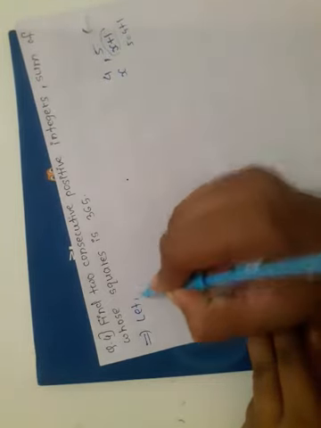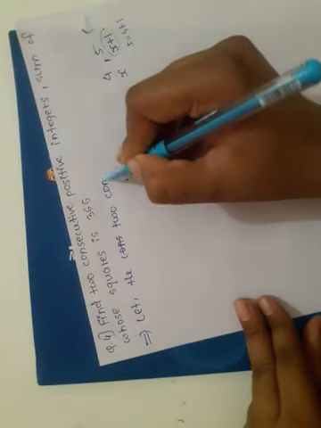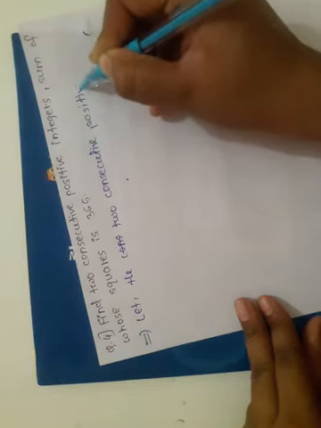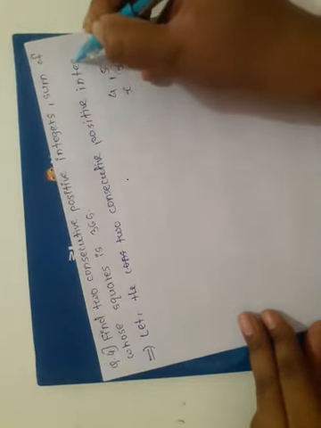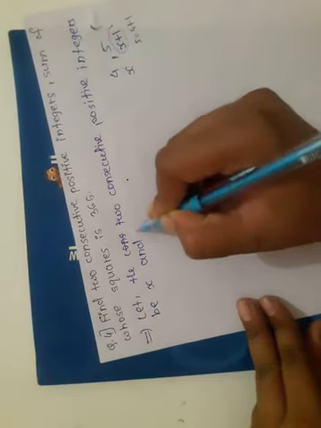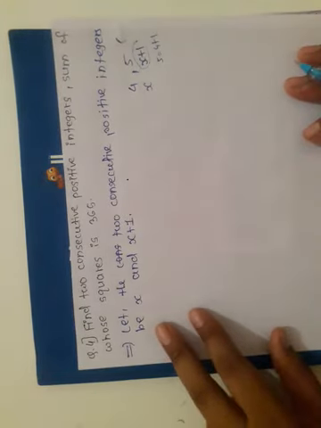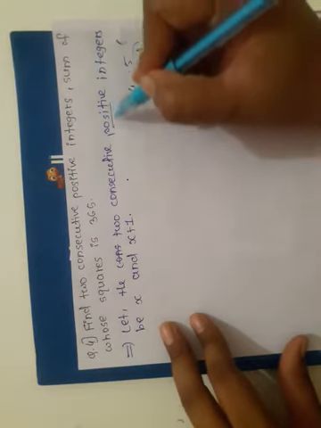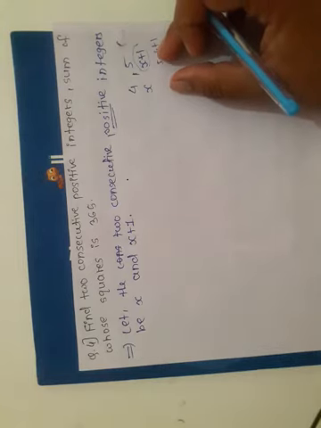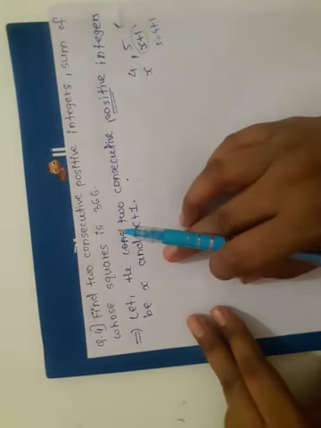So write down here, let the two consecutive positive integers be x and x plus 1. Obviously they are positive integers, so they must not be negative.